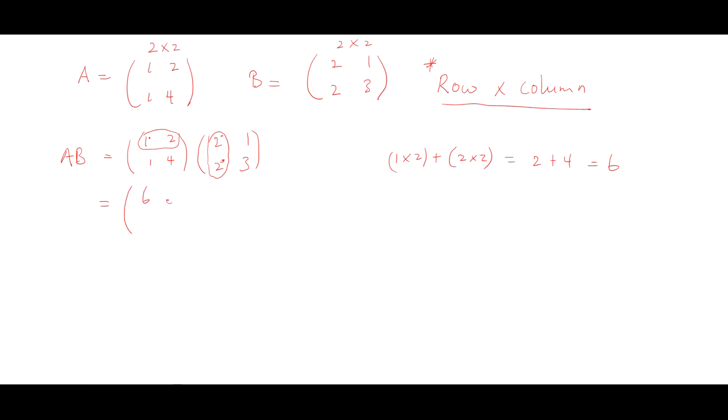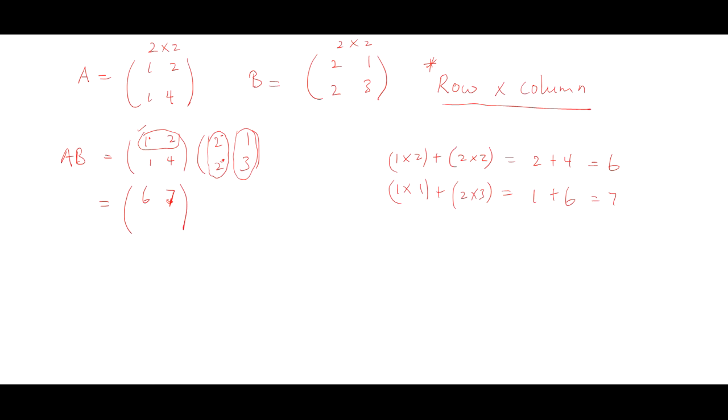Now to get this term here, we have to take our first row, which we already have, and multiply by our second column, right? Which will be 1 multiplied by 1, 1 by 1, plus 2 by 3, 2 by 3, and that gives me 1 plus 6, which is 7. So this term here is 7, right?